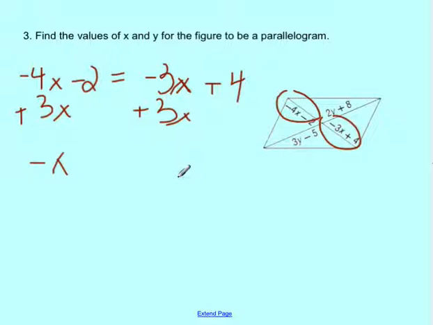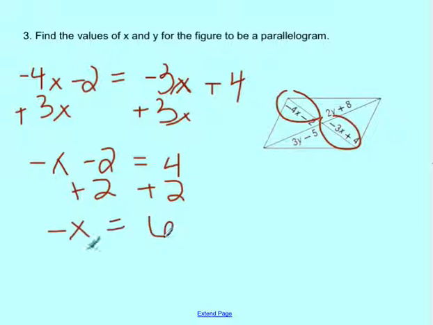So the next thing I want to do is get that minus 2 over to the other side. So I'm going to go ahead and add 2 to both sides. So negative x is equal to 4 plus 2, which is 6. Well, I frankly don't want to know what negative x is equal to, so I'm going to divide both sides by a negative 1, and I get that x is equal to a negative 6.